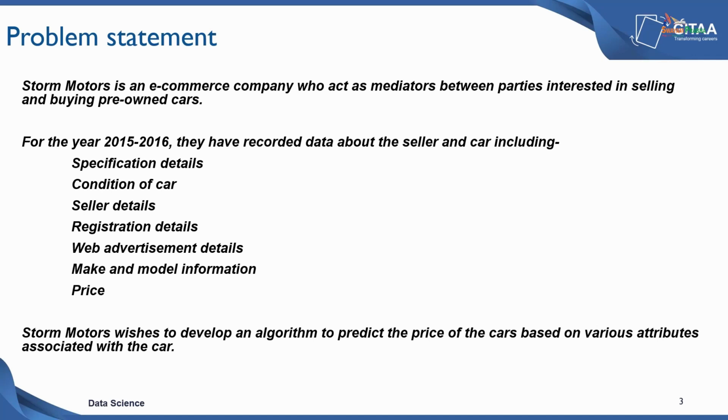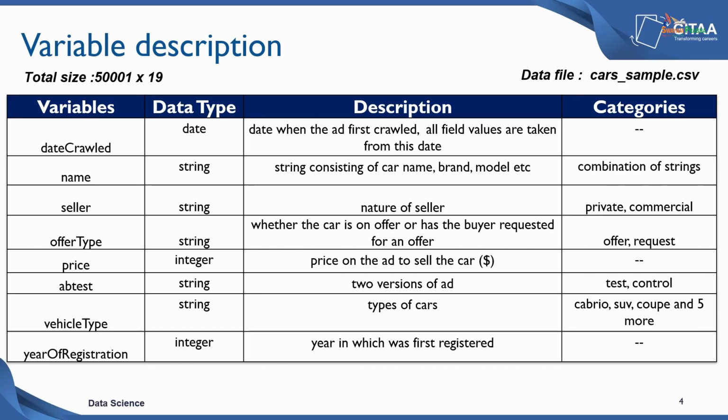So what you have been given is the data that was collected between the year 2015 to 2016, and they have recorded details about the seller and car. Whatever information that has been collected has been broadly bucketed into specification details about the car, the condition of the car, seller details, registration details, web advertisement details, make and model of the car, and price, which is in dollars. Now, Storm Motors wish to develop an algorithm that helps them predict the price of the cars based on the several inputs that they have collected. So let's see what these input variables are.